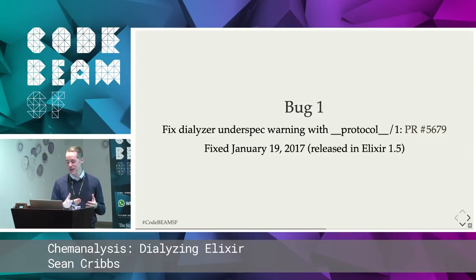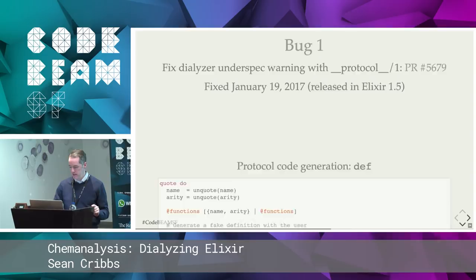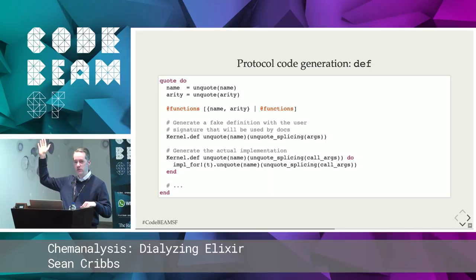But to understand why it happens, we need to know about how protocol modules are generated and consolidated. So hold on to your butts. Okay, so protocols. How many of you have written a new protocol in Elixir?